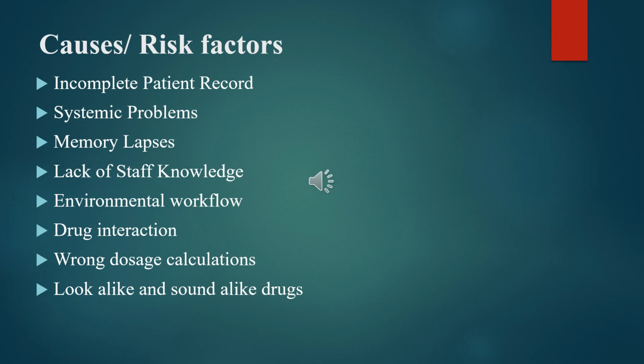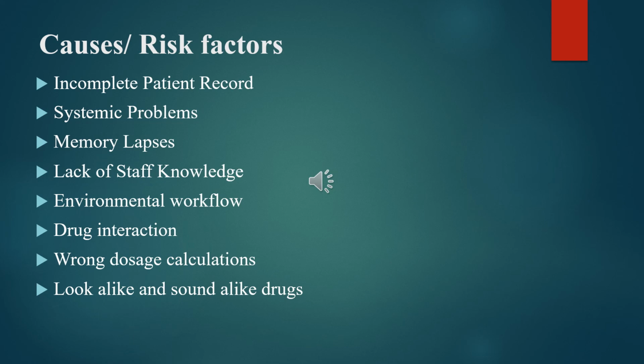Next one is systemic problems. Sometimes medications are not properly labeled, or medications with similar names are placed in close proximity to one another. Lack of a barcode scanning system or any other issues can lead to medication errors.